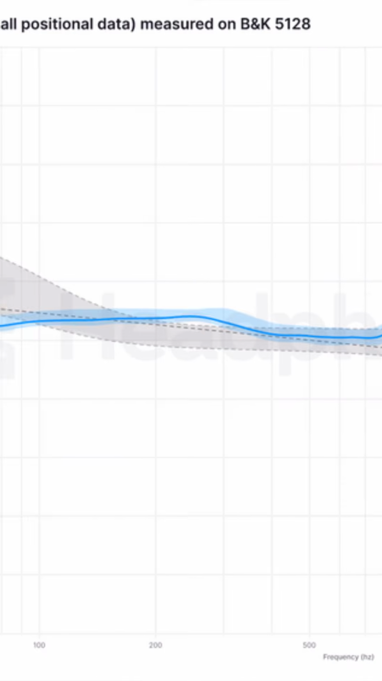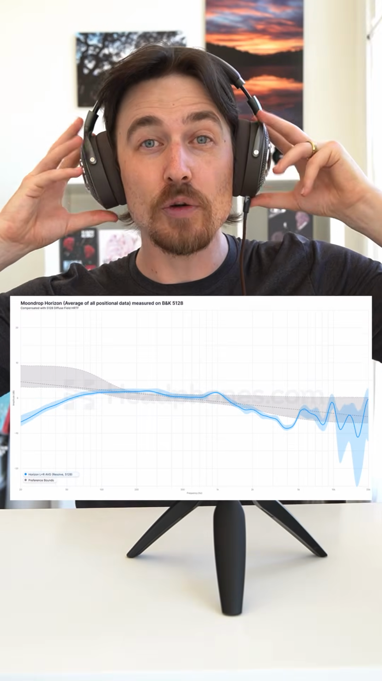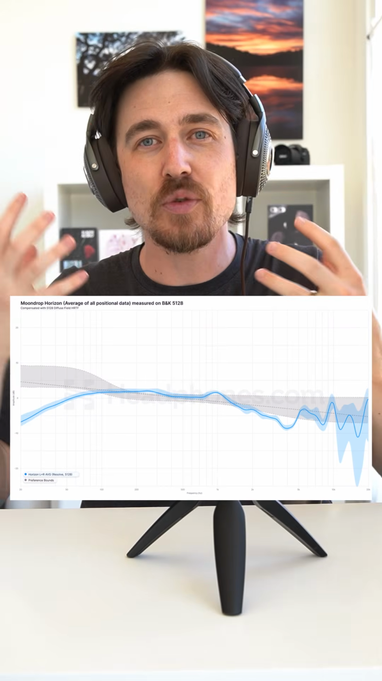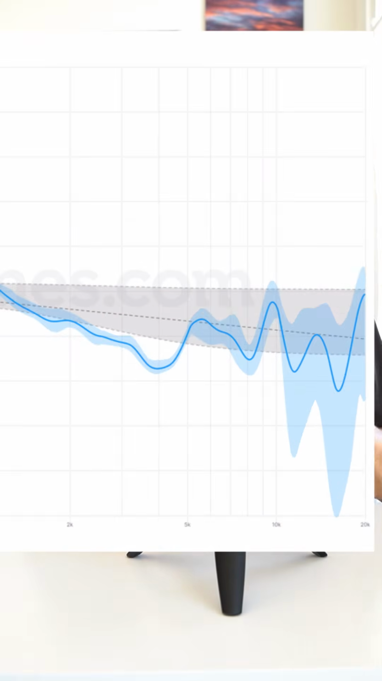The blue shaded part of this graph shows us positional variation. Yes, changing the way a headphone sits on our head, forward, backward, left, right, up, down, all these sorts of minute changes our perception of how they sound, mostly in higher frequencies.